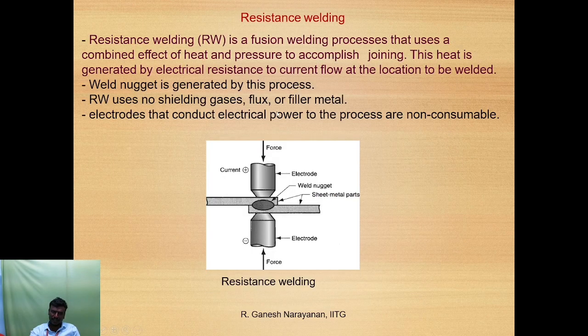Our next welding process is resistance welding. Resistance welding is a fusion welding process that uses a combined effect of heat and pressure to accomplish the joining of metals. This heat is generated by electrical resistance to the current flow at the location to be welded, so a weld nugget is generated by this process. In resistance welding, no shielding gases, no fluxes and no filler metal are used, and the electrodes that conduct the electrical power to the process are non-consumable.